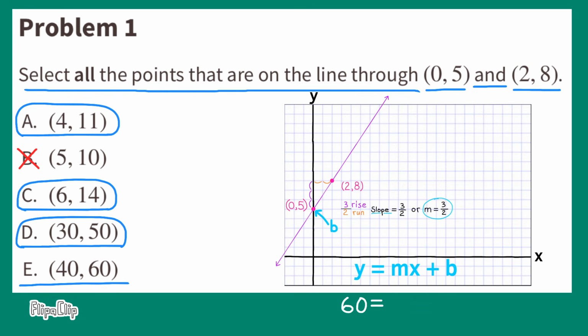E. Coordinates 40 and 60. The y value is 60. Bring down the value for the slope, 3 over 2, and multiply that by the x value, which is 40, or 40 over 1, and substitute 5 for b, since the y-intercept is 5. 3 times 40 is 120. 2 times 1 is 2. 120 divided by 2 is 60. And 60 plus 5 is 65. Since 60 does not equal 65, we know that the coordinates 40 and 60 do not fall on the line.